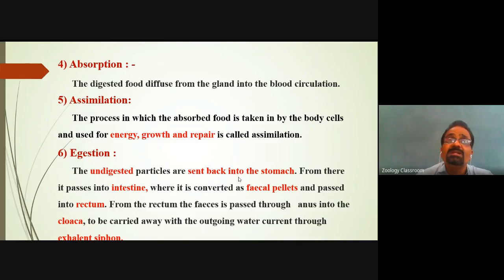बघा, परत आता कोण काम करतंय? Ciliated ducts of the digestive gland send the undigested food into the stomach. From there, it passes into the intestine. It is converted into fecal pellets, बारीक बारीक गोळ्या, and then passed into the rectum. From the rectum, the feces is passed through the anus into the cloaca to be carried out with the outgoing water current, that is the excurrent siphon.